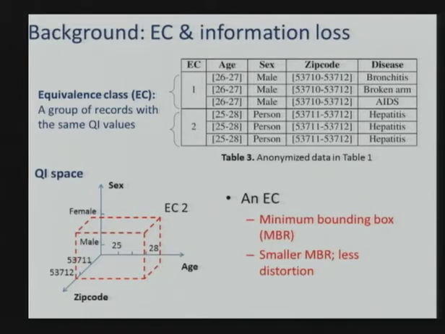We first consider each quasi-identifier attribute as one dimension. Here there are 3 dimensions: age, sex, and zip code. Then each tuple can be modeled as a point in this data space, and the equivalence class can be modeled as a minimum bounding box. When the ranges of the minimum bounding box are bigger, the distortion will be larger. In our solutions, we will try to minimize the ranges of the minimum bounding box. Is everything clear so far?